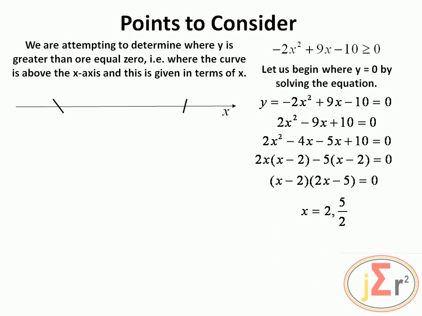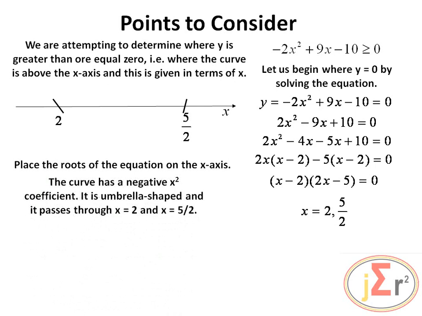x is equal to 2 or 5/2. Of course, 5 divided by 2 is 2.5, so 2.5 is greater than 2, so we'll have 5/2 to the right. So place the roots of the equation on the x-axis, right there, and the curve has a negative x-squared coefficient, that is, it is umbrella shaped, and it passes through x is equal to 2 and x is equal to 5/2.